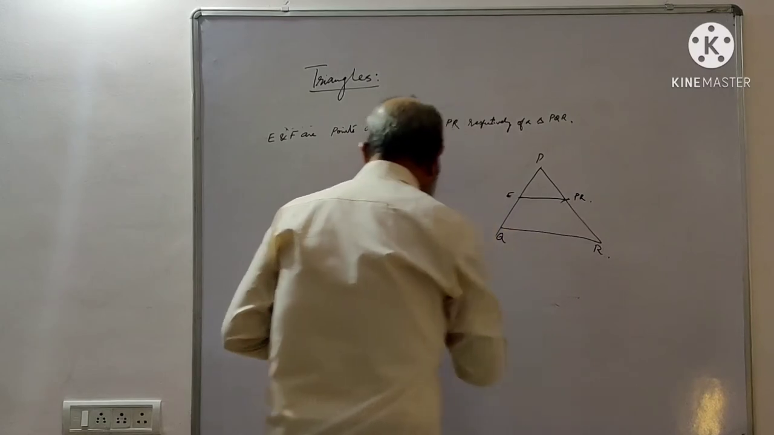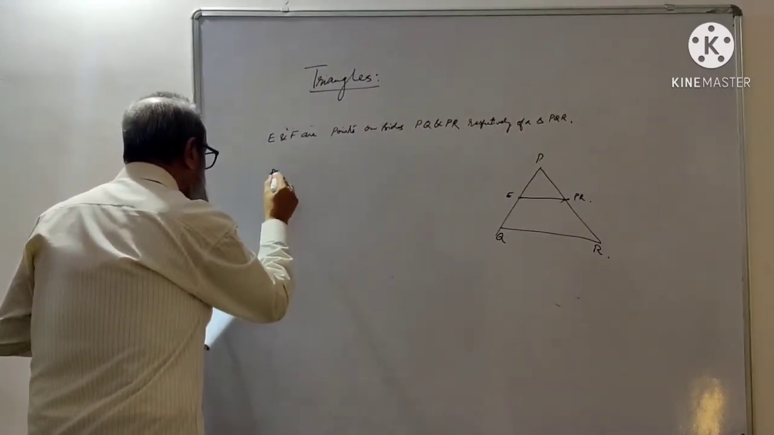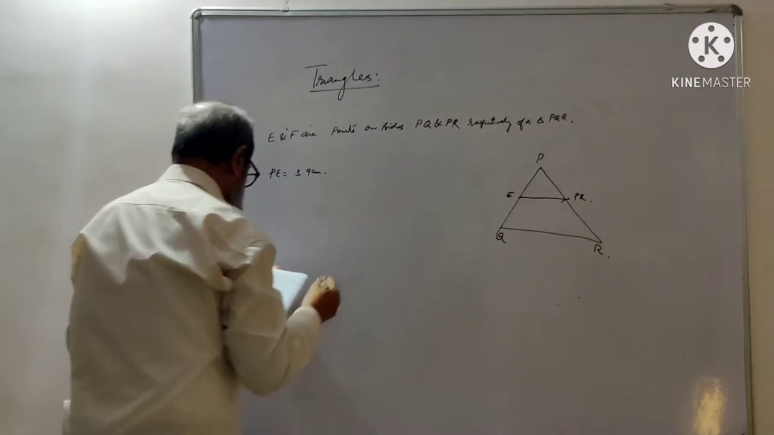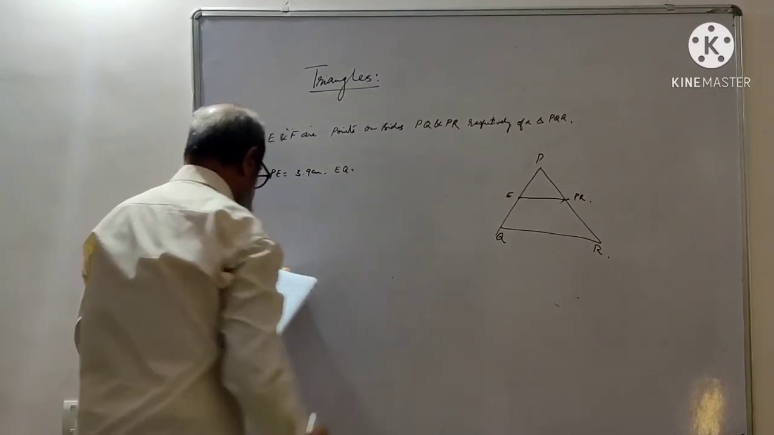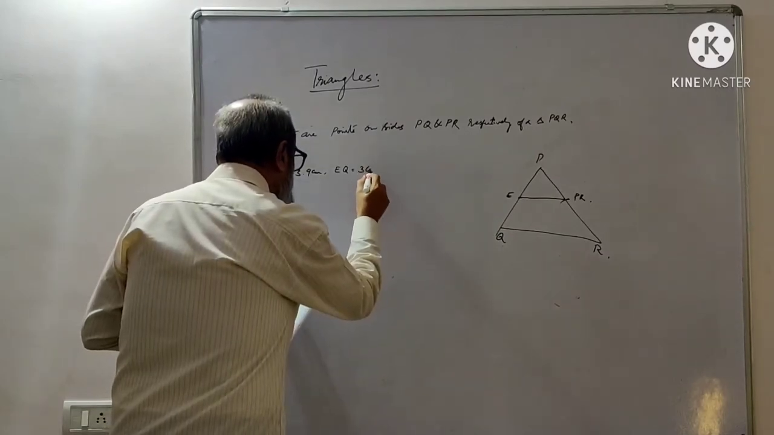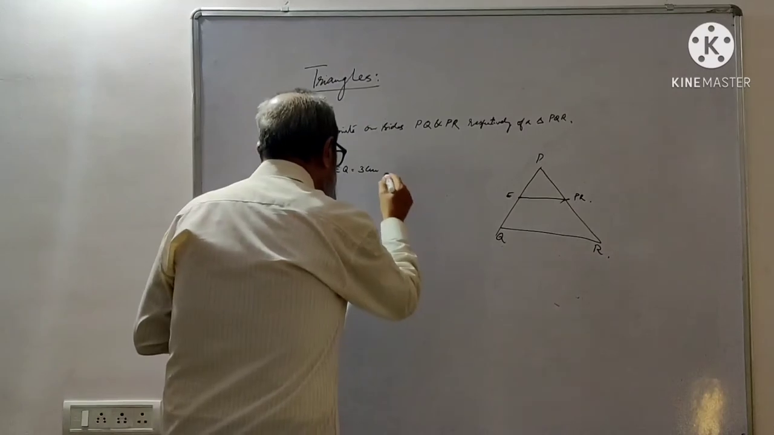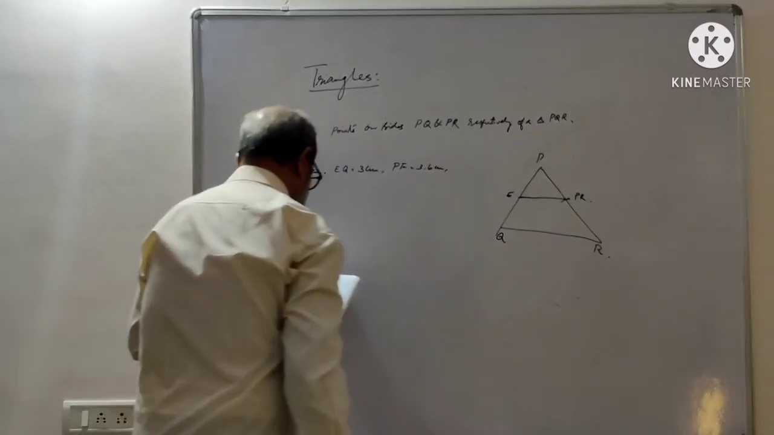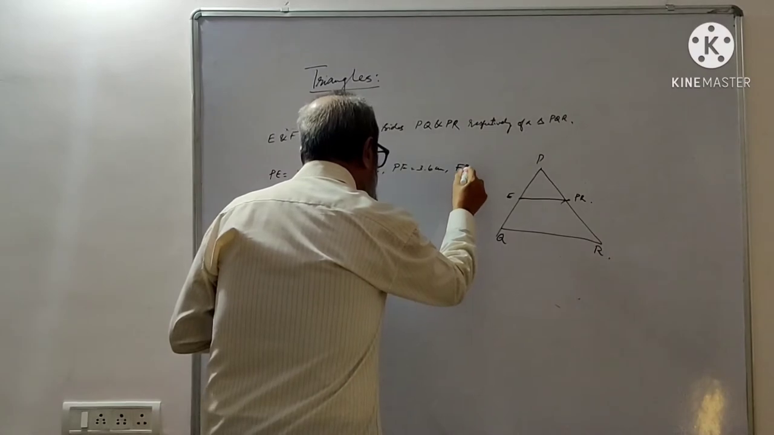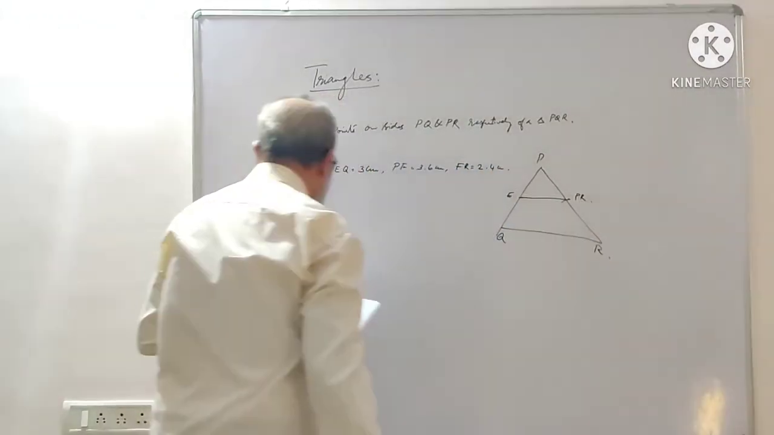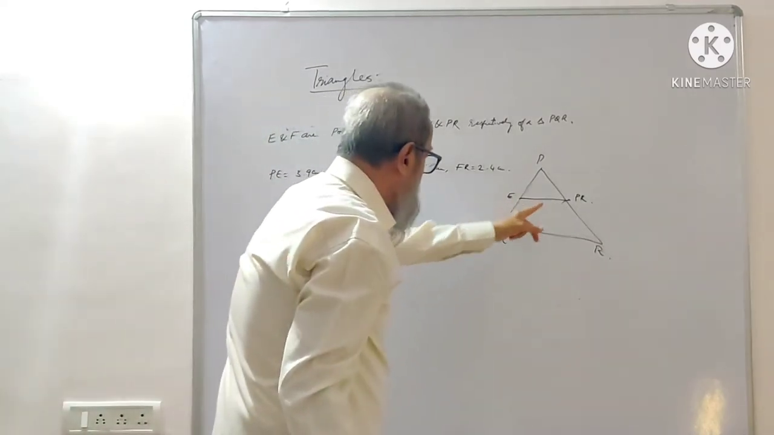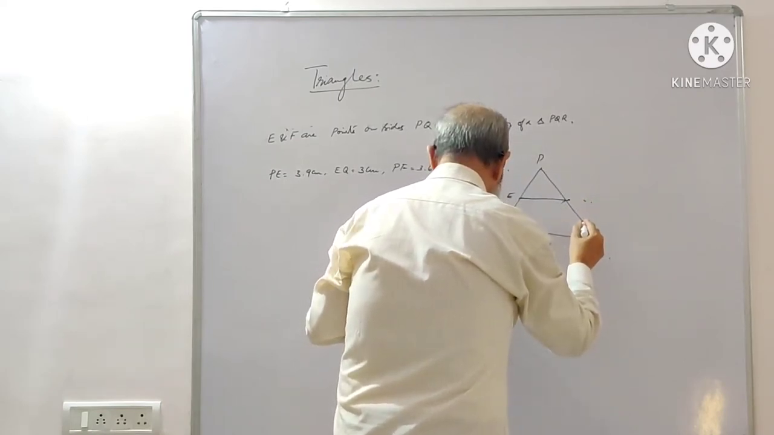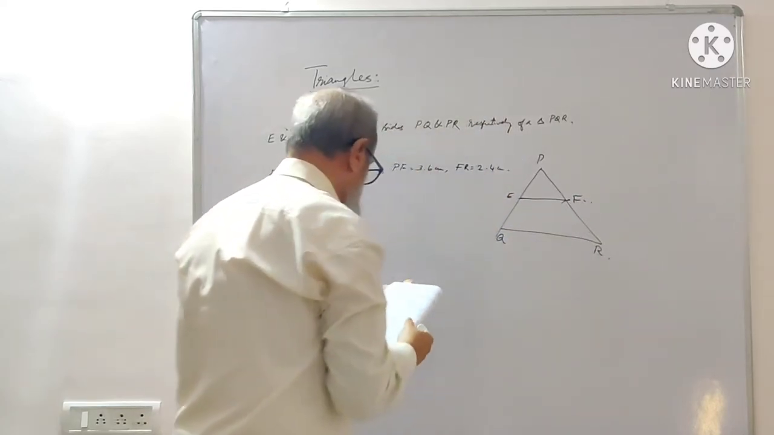Right. Now he has given, first case is PE is equal to 3.9 centimeter. EQ is equal to 3 centimeters. PF is 3.6 centimeters. And FR is 2.4 centimeter. Now, with this data, we have to tell whether EF is parallel to QR or not.